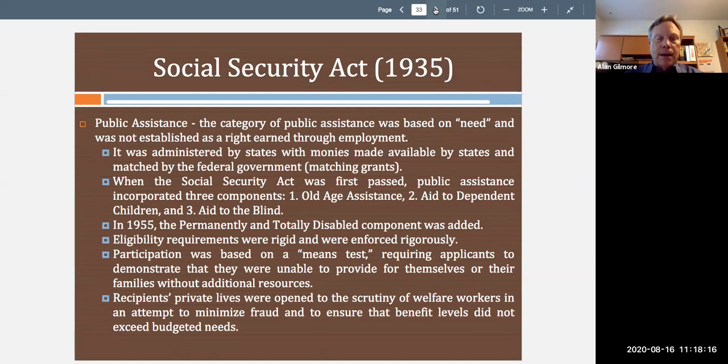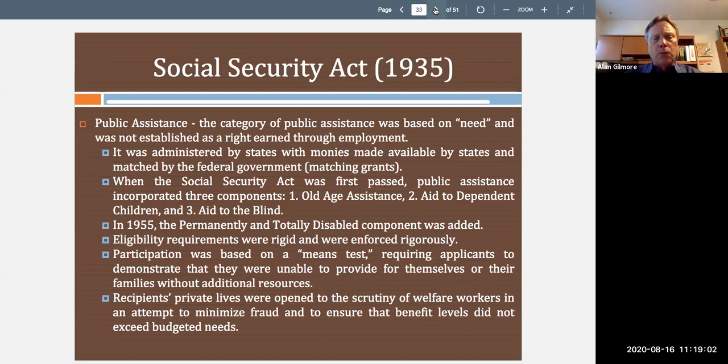It basically initially incorporated three components: old age assistance, aid to dependent children, and aid to the blind. In 1955, a permanently and totally disabled component was added. Eligibility requirements were rigid and were enforced rigorously. And there was a means test, which meant that you had to fall within a certain income bracket or meet a certain qualification. So in other words, you couldn't be blind and rich. You had to be blind and poor in order to be able to receive this benefit. You couldn't be old and rich. You had to be old and poor in order to be able to receive these benefits.